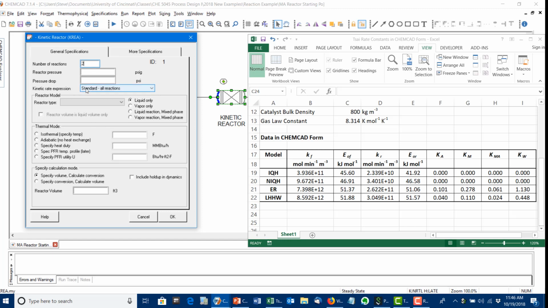We're going to use the standard reaction model in CHEMCAD. I'm not going to worry about trying to control the pressure or the temperature in the reactor. We'll just make it isothermal, use the incoming conditions. Just for fun, initially we'll size the reactor as a CSTR with the liquid phase only reaction. We'll specify conversion. Let's make the conversion of methanol 50%.